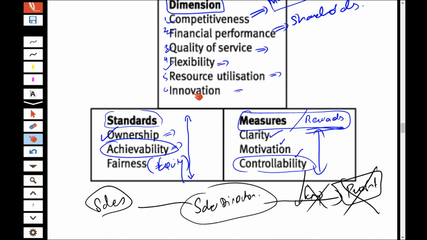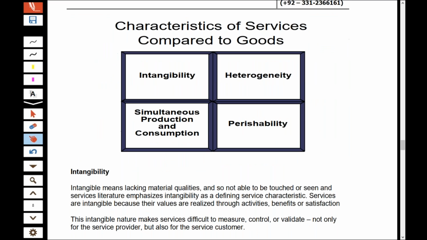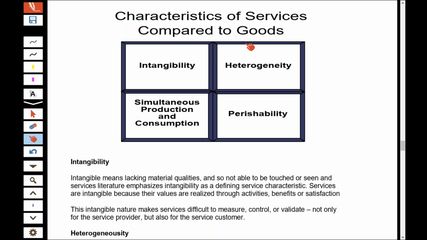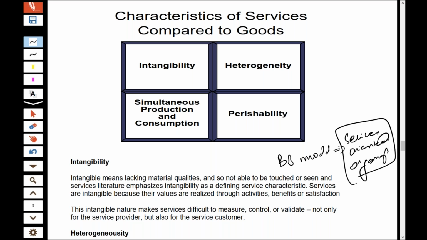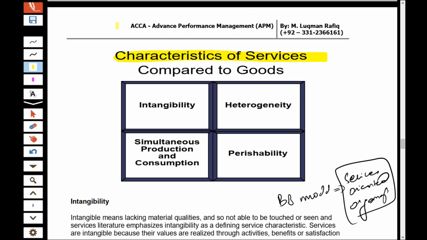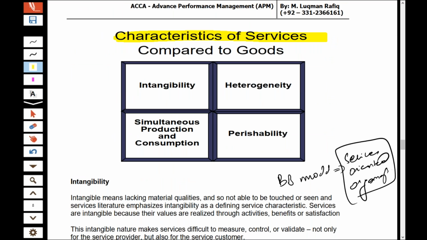Okay, perfect. Now, there are a few things which I need to discuss before I could proceed, which is about the characteristics of service compared to goods. Basically, this specific building block model was originally introduced for service-oriented organizations. Let me repeat, the building block model was originally introduced for the service-oriented organizations. Why was there a need to have a different model for the service-oriented organization? The reason is that a service organization has a few specific characteristics as compared to a manufacturing organization.